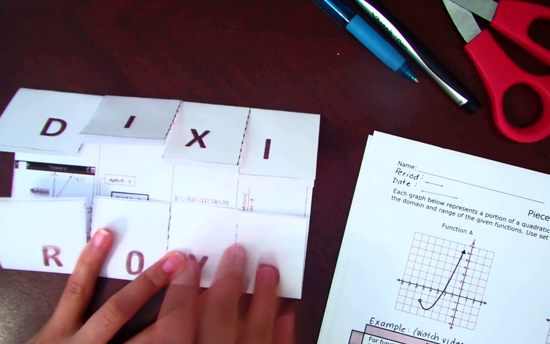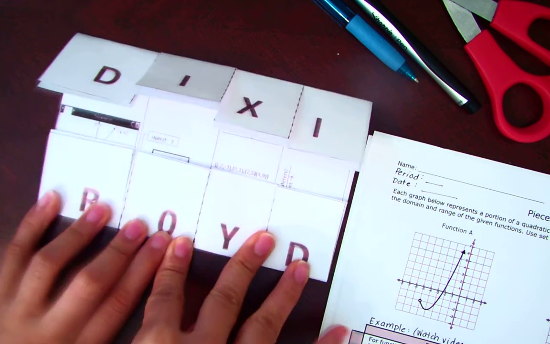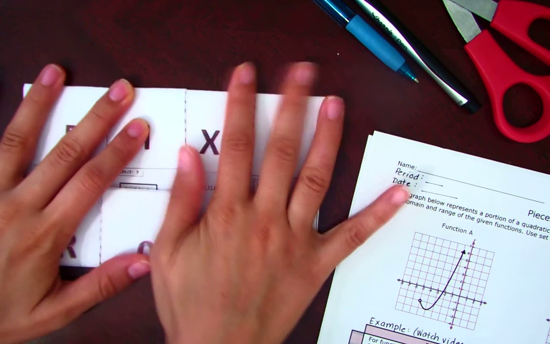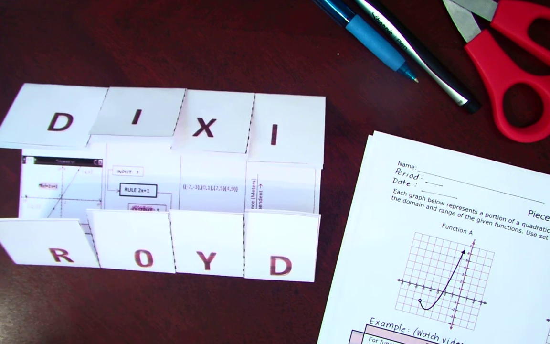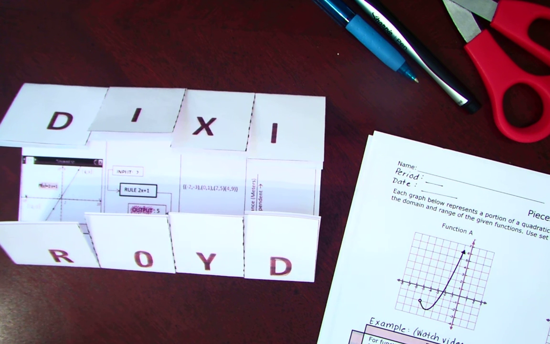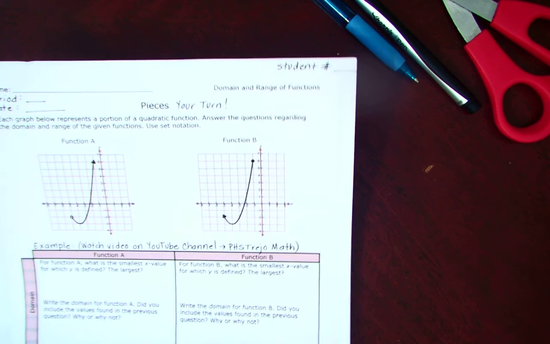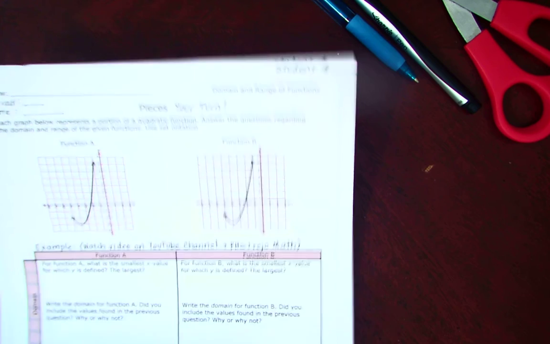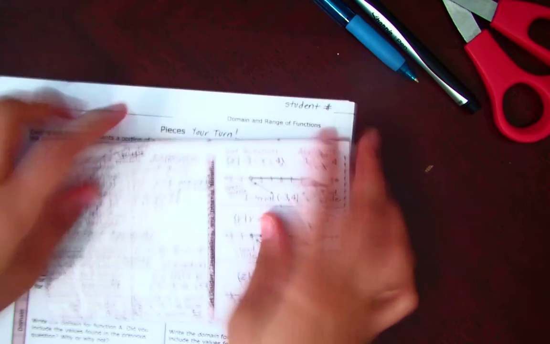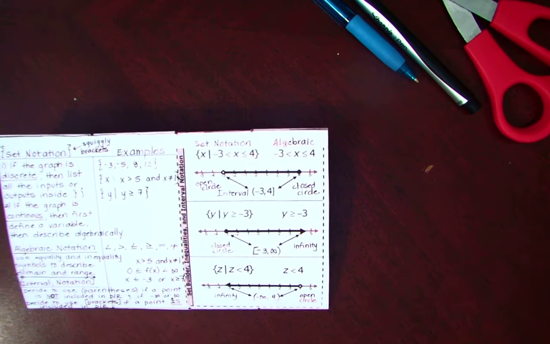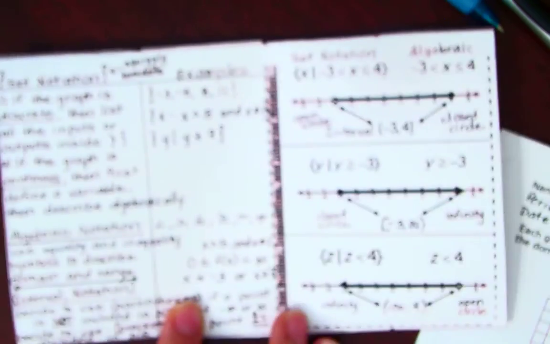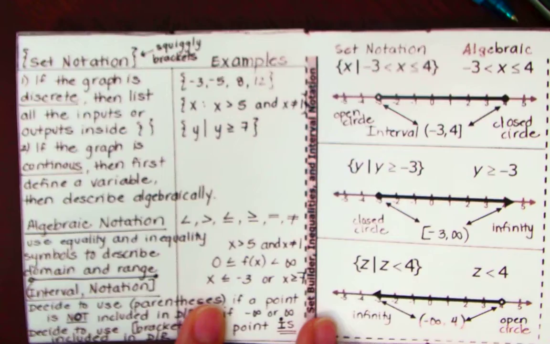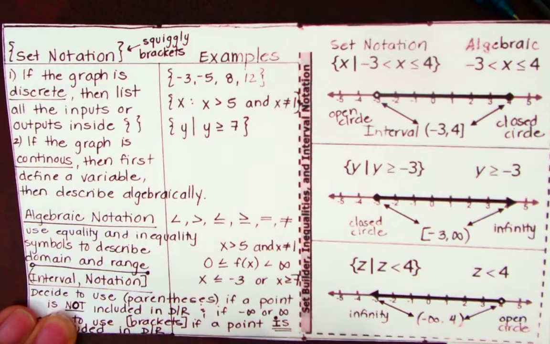I think there's a lot of funny, cool videos out there on YouTube on domain and range that you guys can watch later. The next video that I'm going to record is one about how to do this next worksheet, which is called Pieces. Of course, you're going to use the back of your Dixie and Roy foldable that shows a bunch about set notation and interval notation and algebraic notation. I hope you guys can see that.